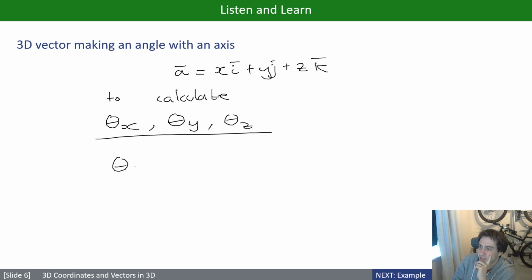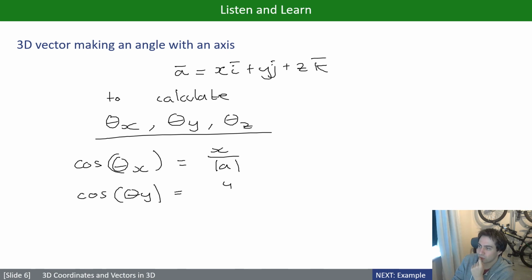Theta x will be such that if you take the cos of theta x, it will be equal to x over mod a. And then from there it doesn't get any more complicated. Y over mod a and z over mod a.